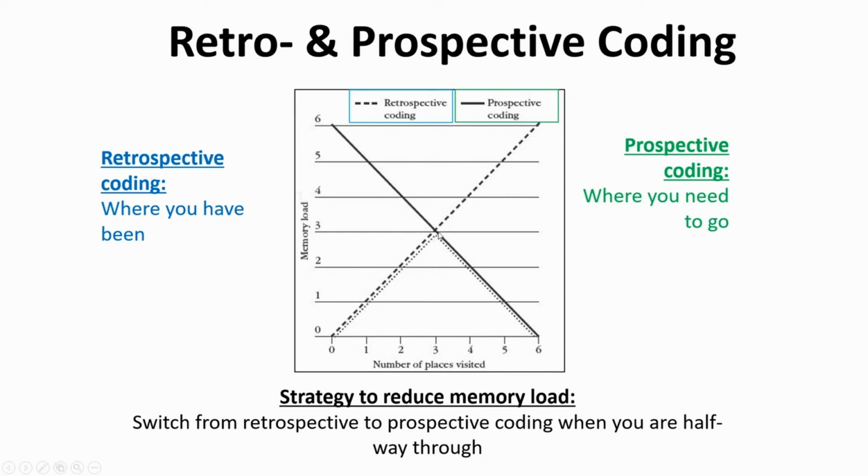So by having a flexible strategy like this, your memory load never goes beyond this arbitrary value of 3. You never have to remember more than 3 places because you switch strategies before you'd have to remember larger numbers. So is that what actually happens?